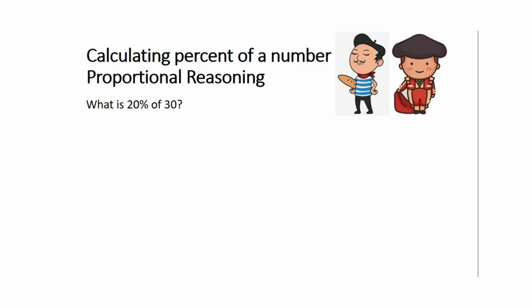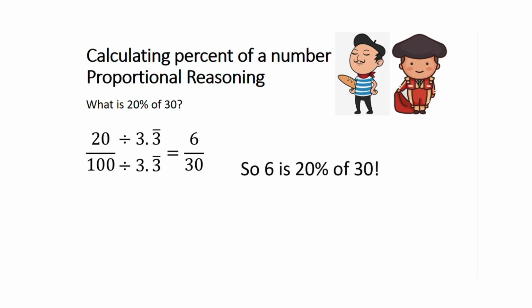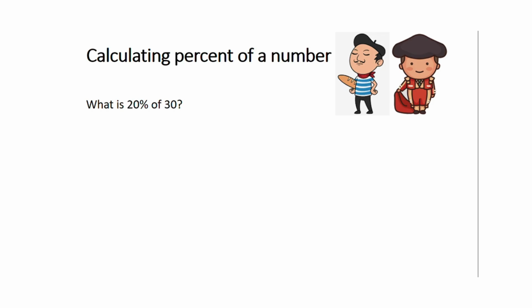Now we can use proportional reasoning as well. So 20 over 100, we want it to be something over 30. So what do I divide 100 by to get 30? Now, 3.3 repeating, or 3 1/3, which means in the numerator I have to do the same thing, and when I do that, I get 6. So again, 6 is 20% of 30. We can always use this multiplication method, even if it doesn't work out well visually, or if it's giving us messy decimals.